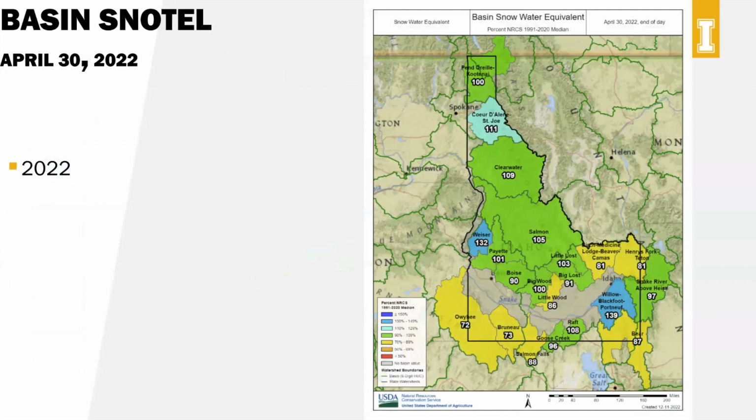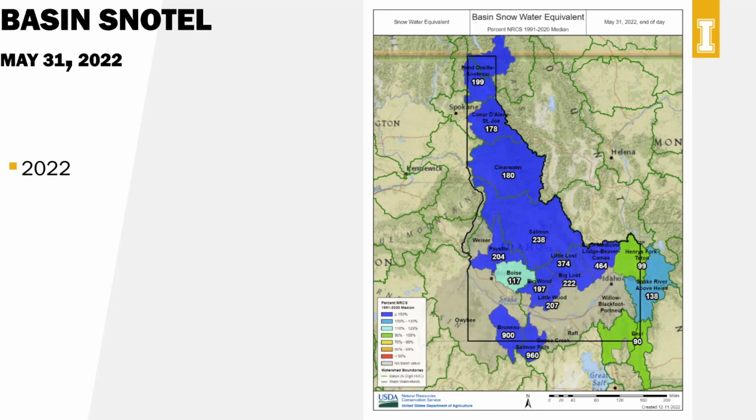Here on April 30th, you see the effects of that slowdown in the melt and the little bit of extra precipitation that we saw in the Elk Butte station at the end of April. By the end of April, northern Idaho was looking pretty good. Southern Idaho still wasn't doing great, but it was better than it was doing at the beginning of April.